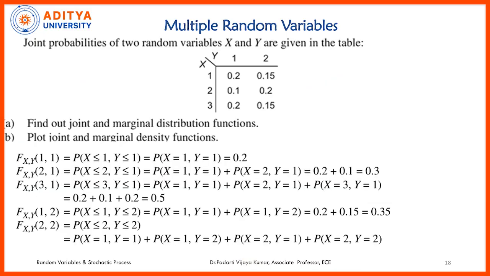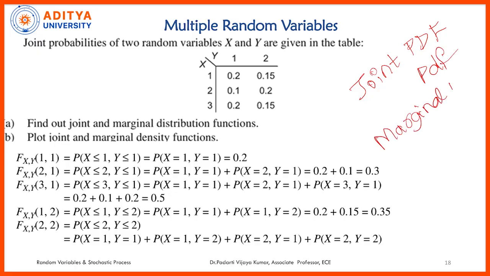Next, another problem: joint probabilities of two random variables x and y are given. In this problem, they are asking us to compute the joint capital PDF, joint small PDF, marginal capital PDF and marginal small PDF. We need to express the joint probability distribution function and joint probability density function, and also compute the marginal distribution functions and marginal density functions of x and y.